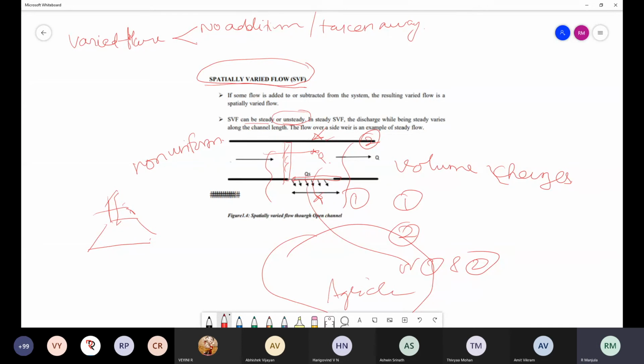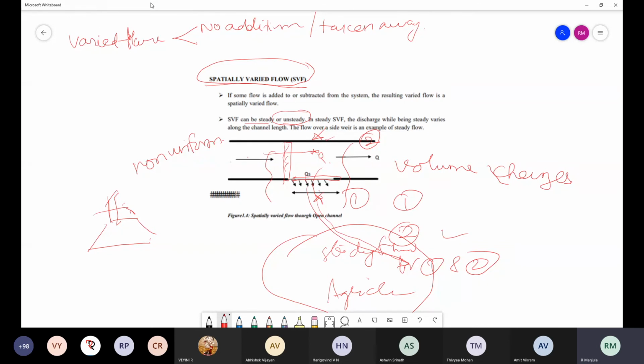You can have some controls. Suppose instead of a weir, it could be a barrage also. If steady flow can be maintained on the side weirs, the water could be taken to nearby agricultural fields uniformly, because if it is steady, then you can allow only steady flow over the weir. So this is one best example that spatially varied flow can be a steady flow. Flow over a side weir is the best example of spatially varied flow.